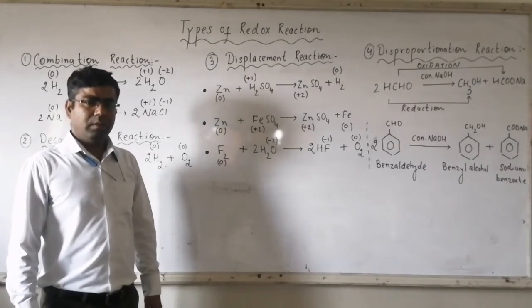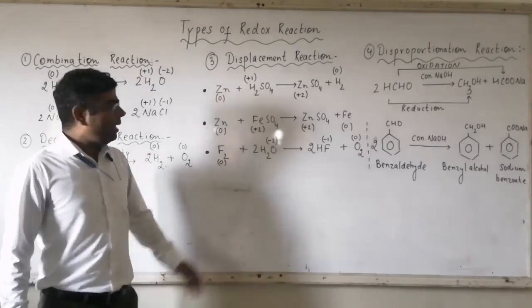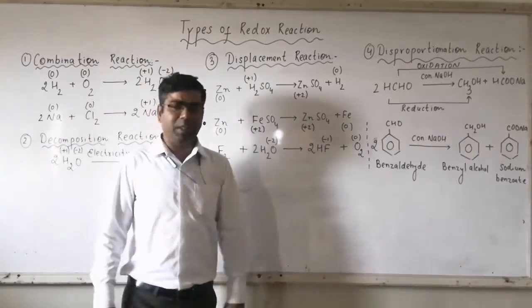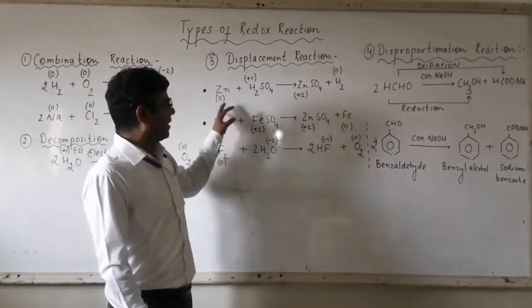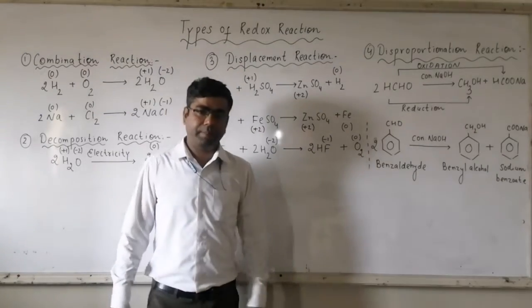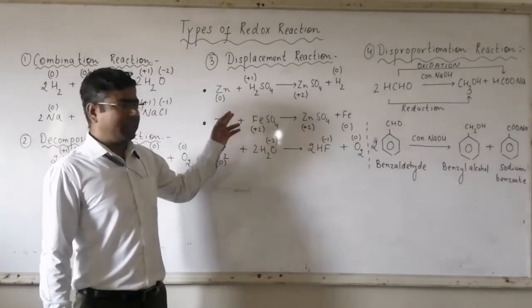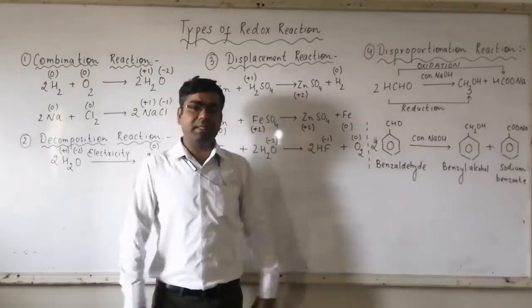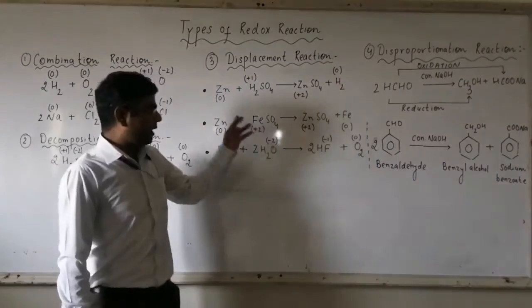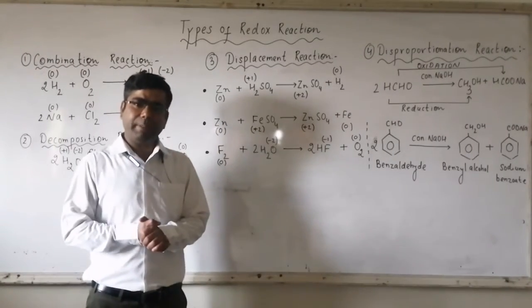Now here is the free state for zinc. So oxidation state will be 0 for zinc. In H2SO4, hydrogen exhibits +1 state. Now, when zinc gets converted to zinc sulfate, the oxidation state of zinc changes from 0 to +2. Increase is there. 0 to +2 increase is there. So conversion of zinc to zinc sulfate is called oxidation of zinc.